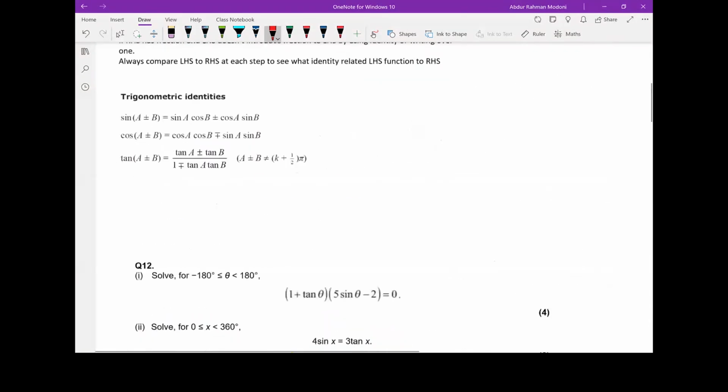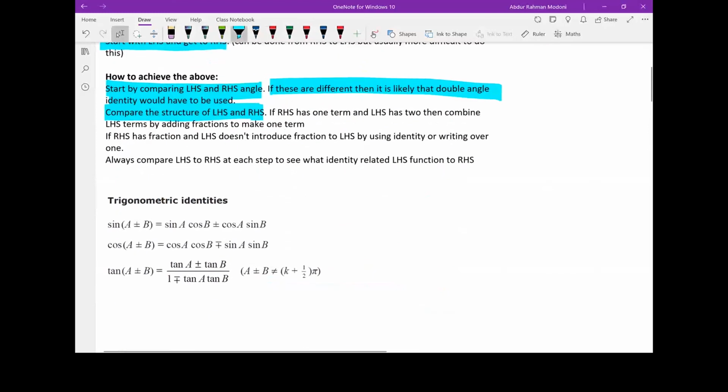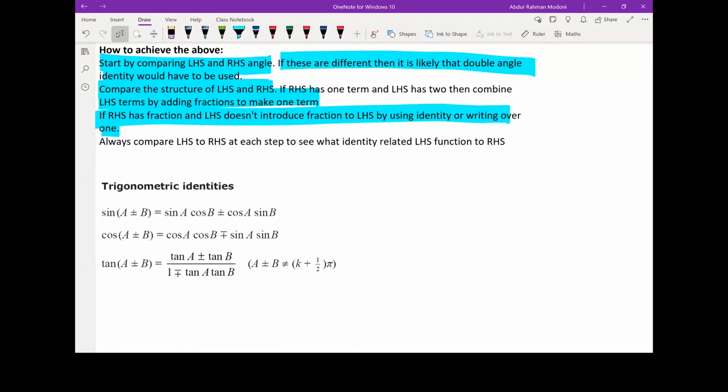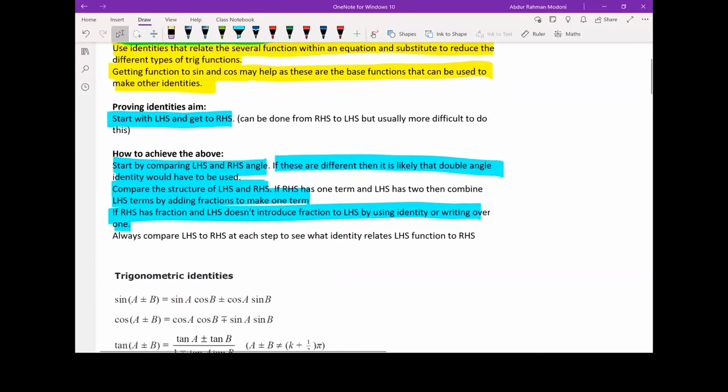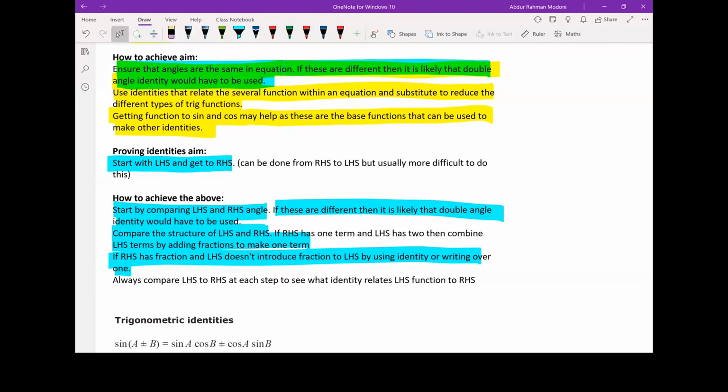Let's go and take a look at my other points that we made here. So we addressed the fraction, and the last point that I made is always compare left-hand side to right-hand side at each step to see what identity relates the left-hand side function to the right-hand side function. So we need to be always looking at every single step, and that will give us an idea as to what the next step is likely to be. So the difficulty of the trig equations is that every question is very different, and you won't see the clear end sight straight away when you begin the question.